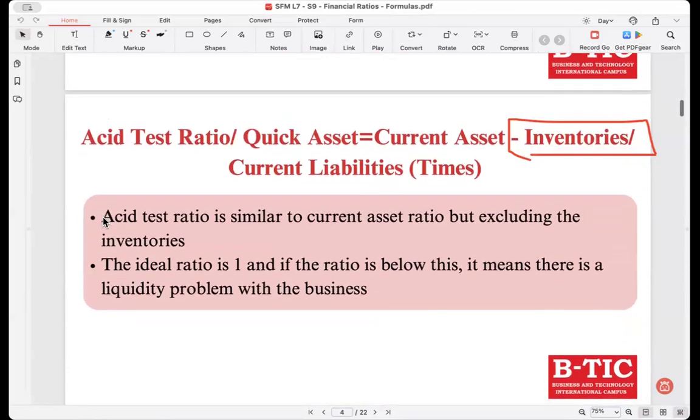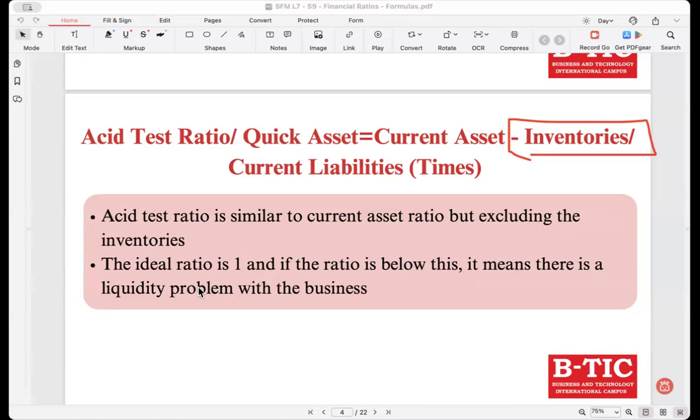Same with the acid test ratio. So the ideal ratio is 1, right? The ideal ratio is 1. So if it is more than 1, for example 1.3 or 1.5, it is good, meaning it is good liquidity. The company is running well without relying on inventory.